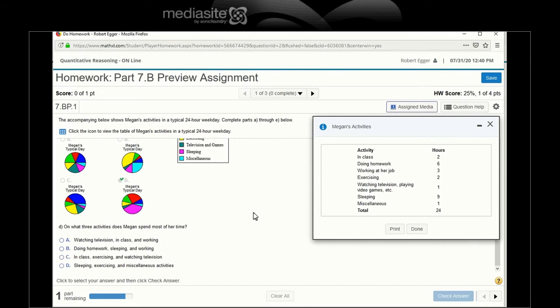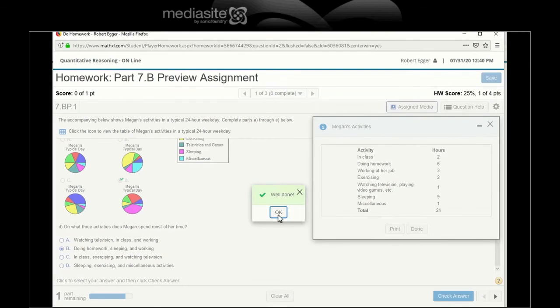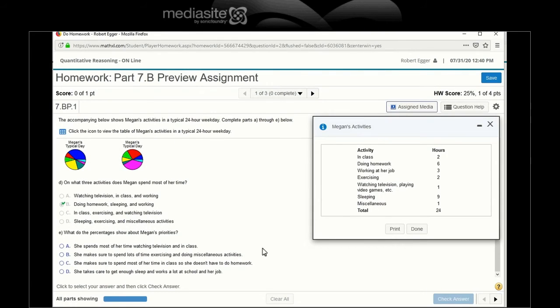What activities does Meg spend most of her time on? What would you say here? Sleeping, homework, and work. So sleeping, homework, and working. What do the percentages show about Meg's priorities? Well, she makes sure to spend most of her time in class, so she doesn't have to do homework. She takes care of getting sleep, and works a lot at school and her job.